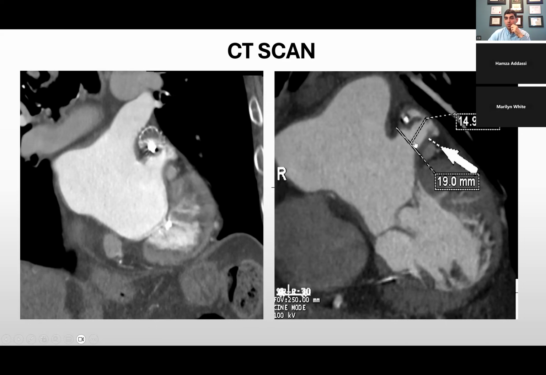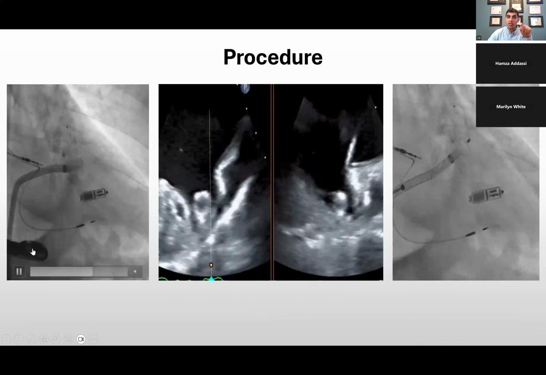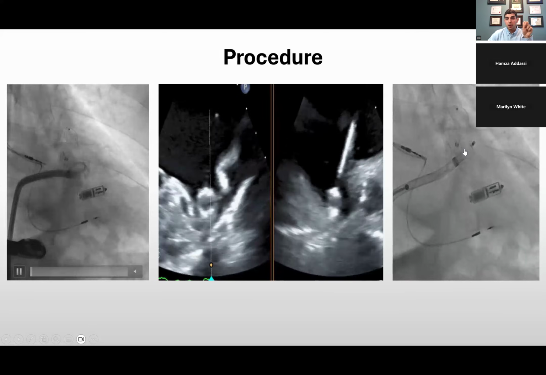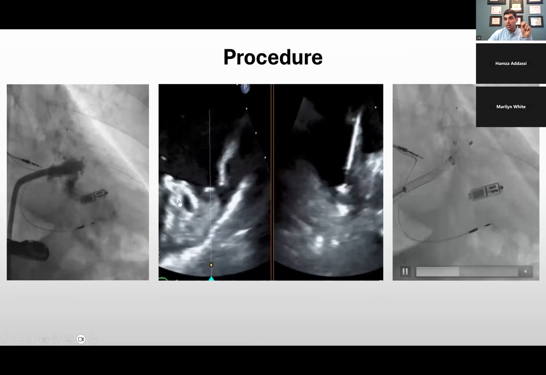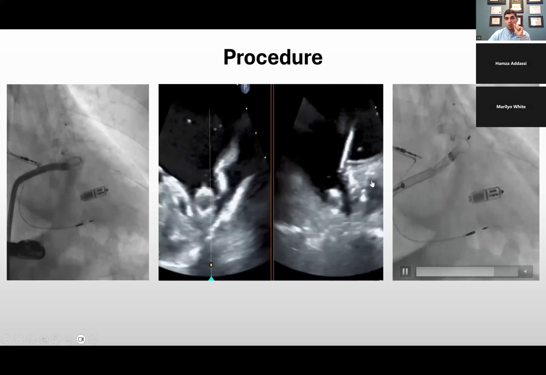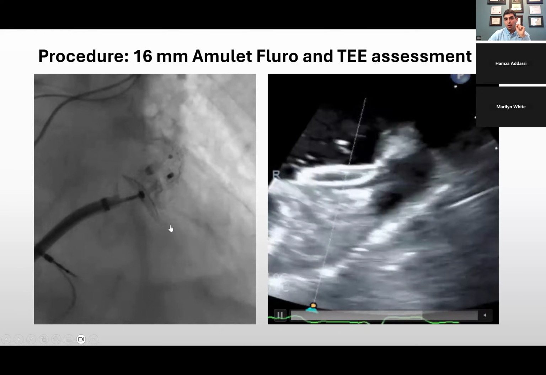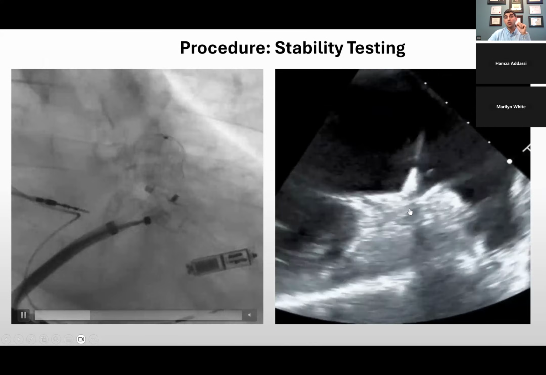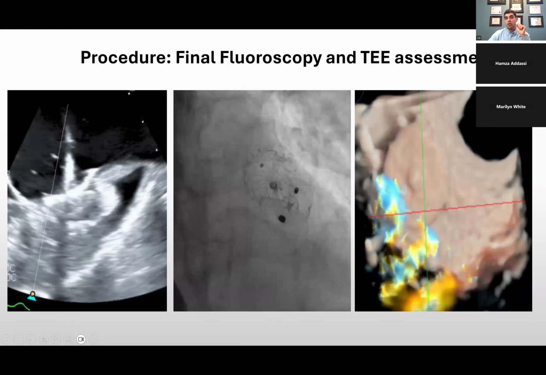So what I did is I sent this patient to get CT scans, and I did some measurements on these CT scans, and I decided to come back in and deploy a second device inside the first device, on top of the first device. So this is coming back in using echo, and echo is helping to guide me. Over here, I deploy a partial aspect of the device. And then over here, I deploy the full device. I'm looking at it on echo, and then I'm testing it. This is called a stability test. I'm making sure that if I let go of this device, it's not going to come flying out of the heart. And then this is what it looks like at the end.